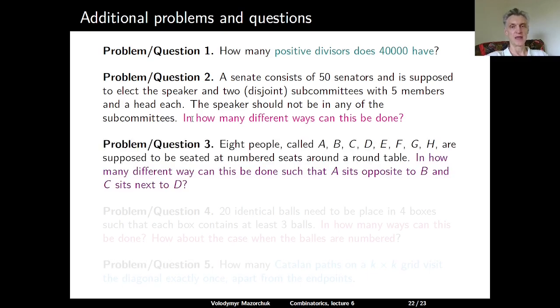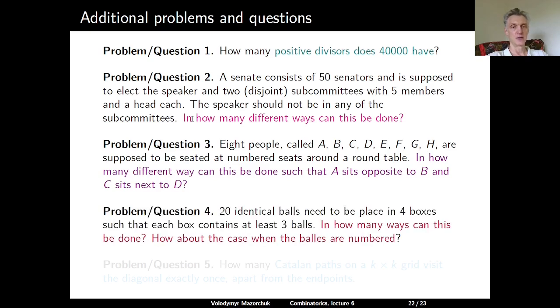Problem question 3. 8 people, let's call them A, B, C, D, E, F, G, and H, are supposed to be seated at numbered seats around a round table. In how many different ways can this be done such that A sits opposite to B and C sits next to D? Problem question 4. 20 identical balls need to be placed in 4 boxes such that each box contains at least 3 balls. In how many ways can this be done?